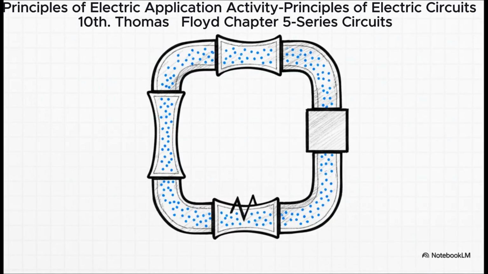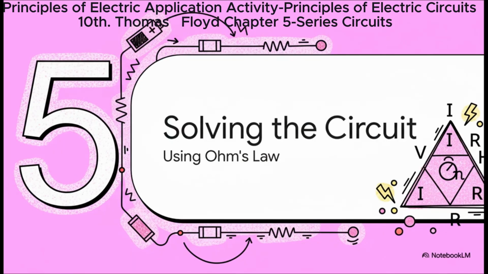Well, it all goes back to a fundamental law of physics, the conservation of charge. Since there are no branches for the current to split off into, there's nowhere else for it to go. Think of it like a garden hose with no leaks. The amount of water going in one end has to be the same as the amount coming out the other. It's the same idea here. Every single electron that leaves the negative side of the source has to make its way back to the positive side.